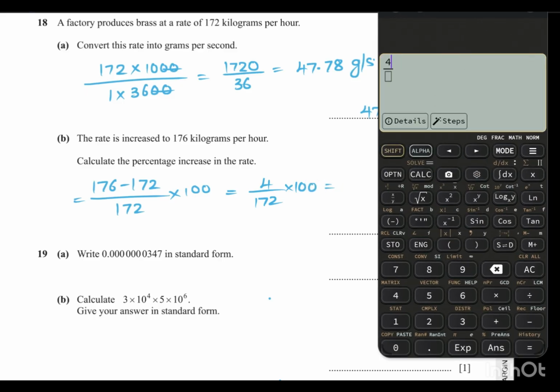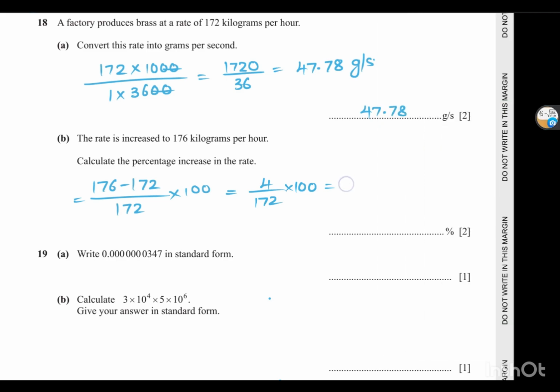So 4 by 100, 172 multiplied by 100, we get 2.325. So 2.335 if I round to two decimal places. So 2.33 is the percentage increase here.